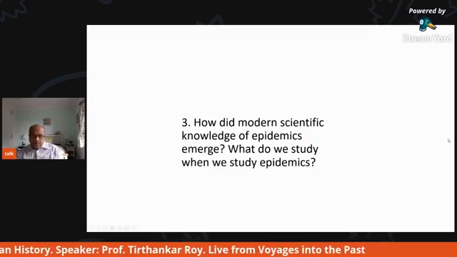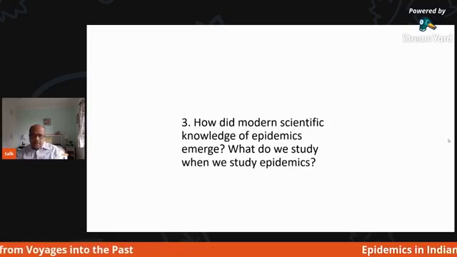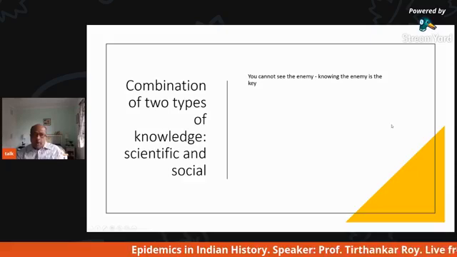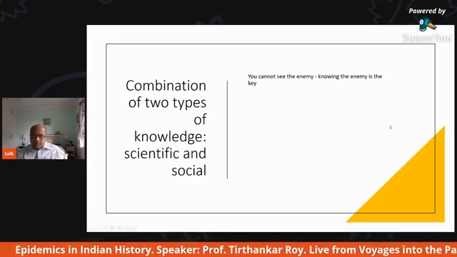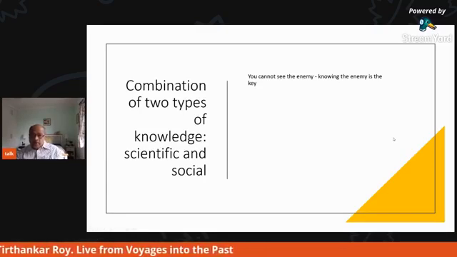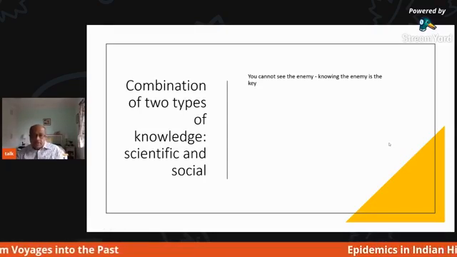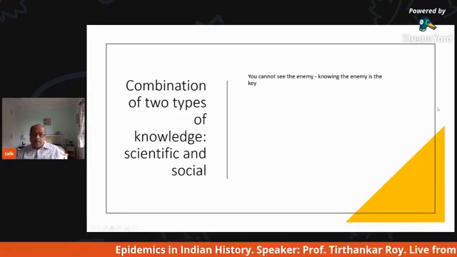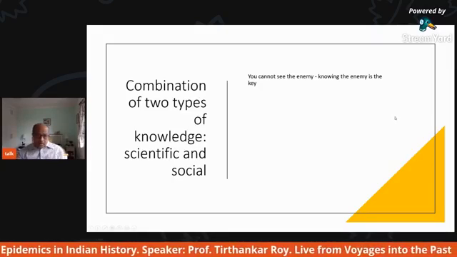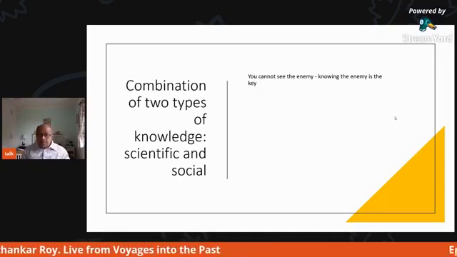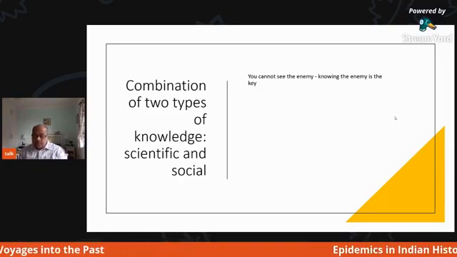So moving to the third question, how did modern scientific knowledge of epidemics emerge? What do scientists study when they study epidemics? Now, as I said, the whole problem of dealing with epidemics, or diseases with high transmission potentials, is that you cannot see the enemy, you do not see the agent. And knowing the enemy is the first step, it's the key step. If you can do that, then of course you have a much better chance, not necessarily 100% chance, but a much better chance than before in dealing with the challenge.